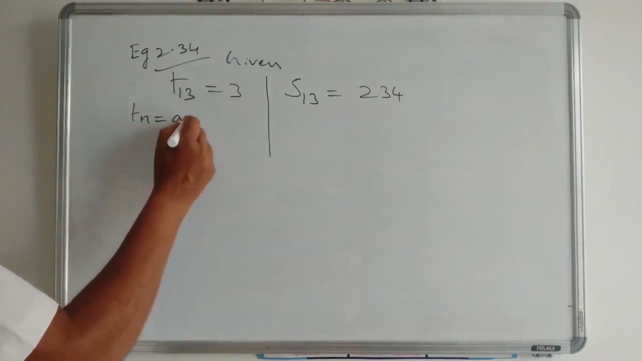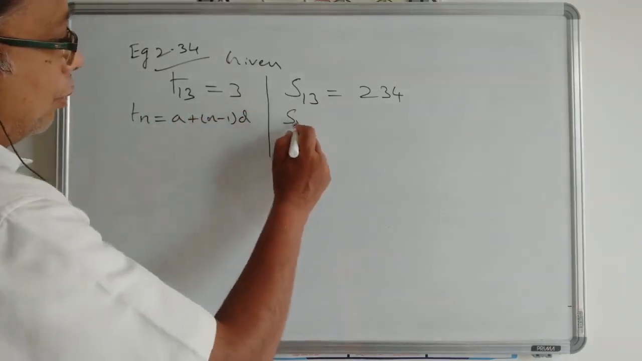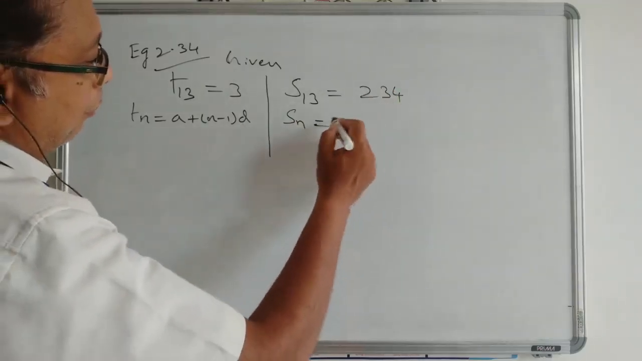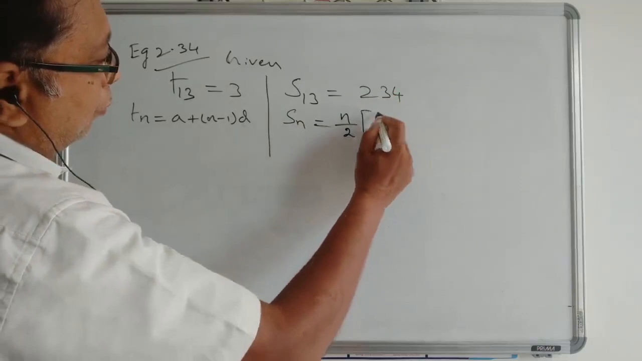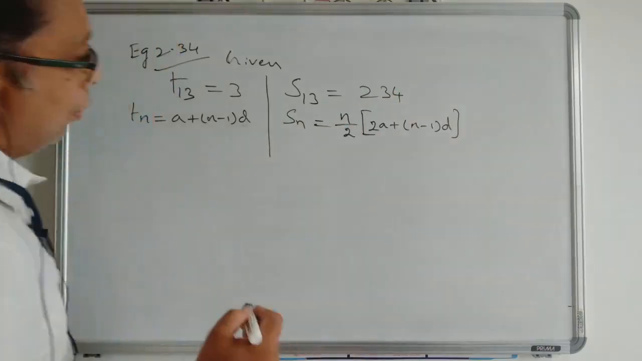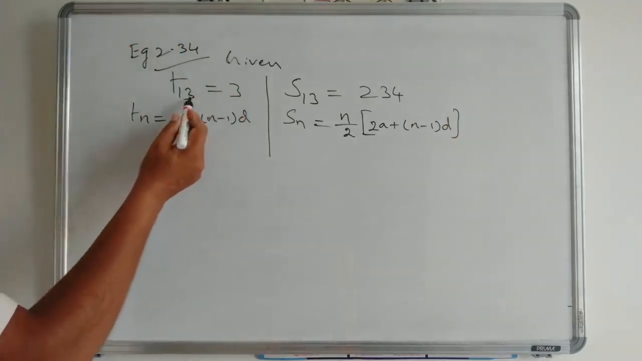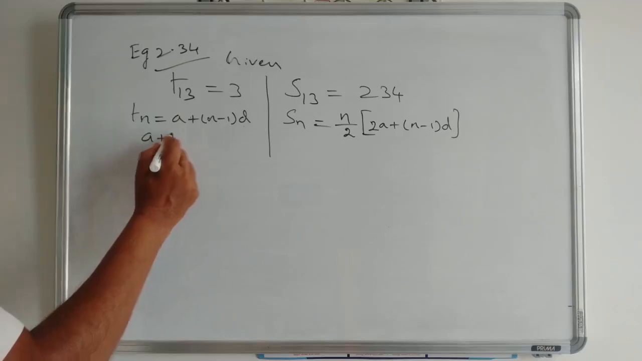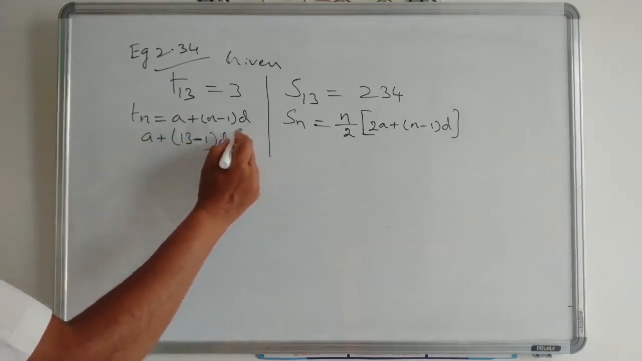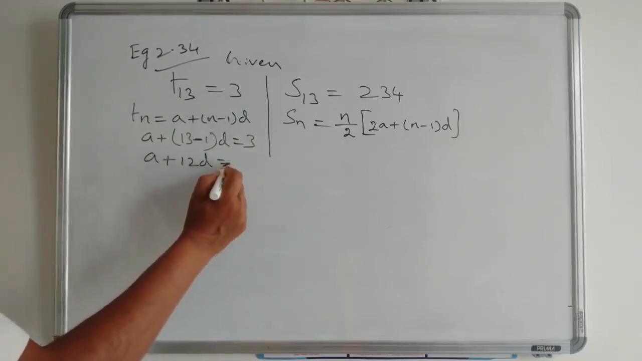The term formula: Tn equals a plus n minus 1 into d. The sum formula: Sn equals n by 2 into 2a plus n minus 1 into d. Next, the n place is 13. Therefore a plus, in the n place we write 13 minus 1. We do not know d, so we write it the same, equal to 3. a plus 12d equals 3.